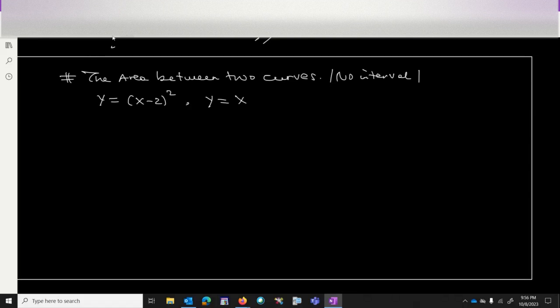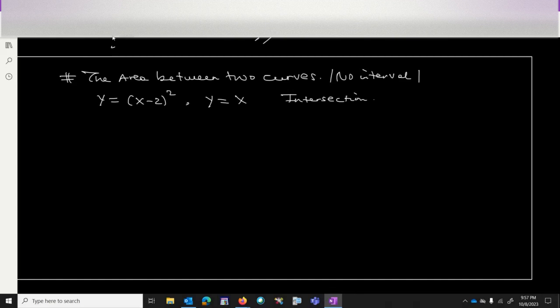So that means you have to find the interval yourself by two techniques. The first one is you can graph these two curves in a graphing calculator, and then find the intersection points of the two curves, and then you can simply know what the two interval limits are. The second one is you have to solve.